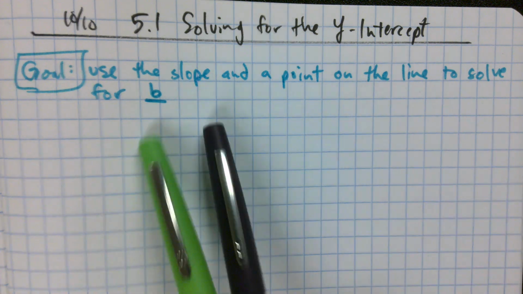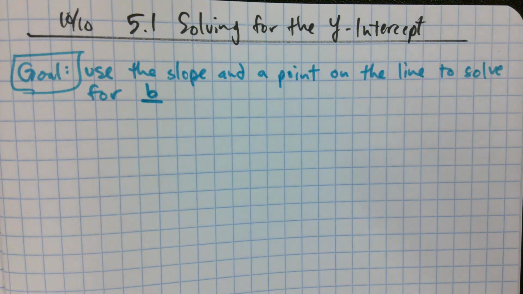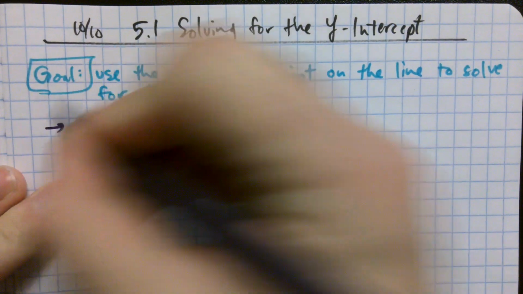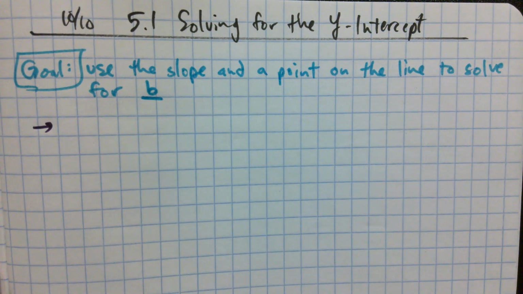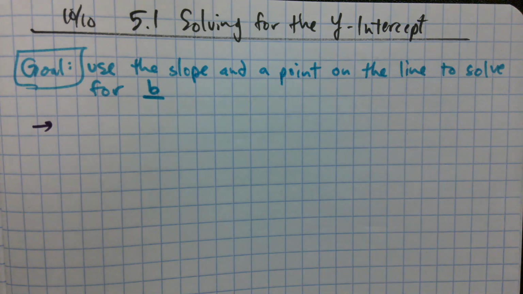We're going to have to do a little bit more work if we want to figure out what our B is going to be. So we're going to modify our slope-intercept form. Anyone remember what the formula is for slope-intercept form?